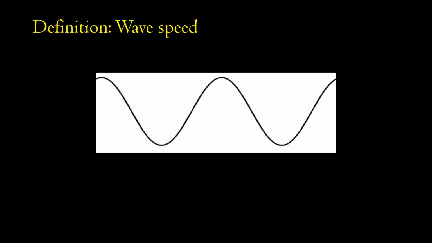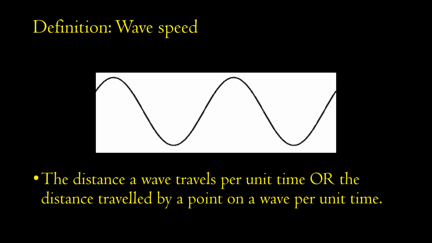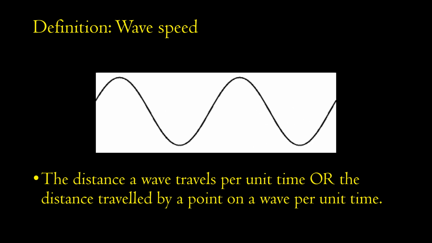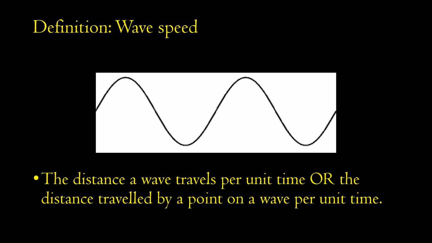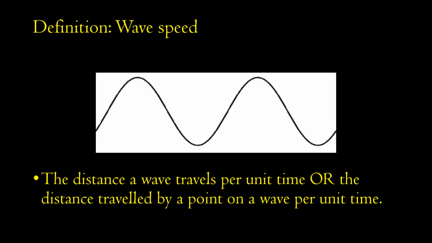Here is a diagram of a transverse wave moving from left to right. This wave has speed, which is the distance a wave travels per unit time, or the distance traveled by a point on a wave per unit time. From this definition, we can understand that there's a relationship between wave speed, the distance traveled, and the time it takes to travel that distance.